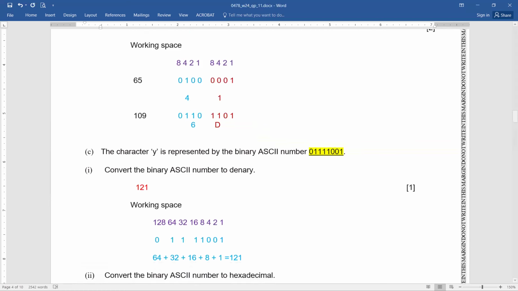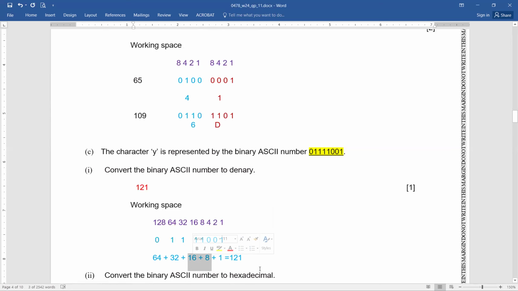So again, the working space is being used. 1, 2, 4, 8, 16, 32, 64, 128. We have written the values 1001 and 1110. And then we have simply added: 64 is on, 32 is on, 16 is on, 8 is on, and 1 is on. So 64 plus 32 is 96, and 97. Then 8 and 16 is 24. If you add these values, you get 121.